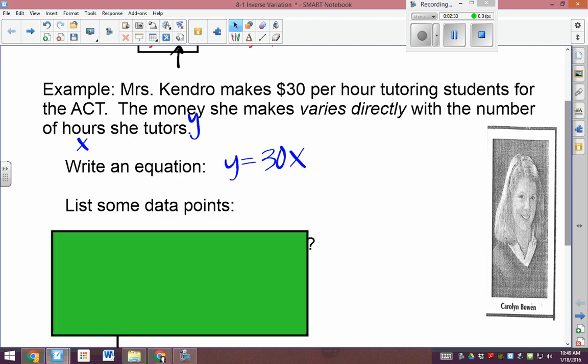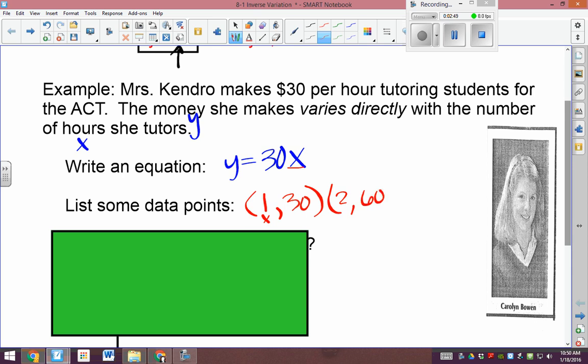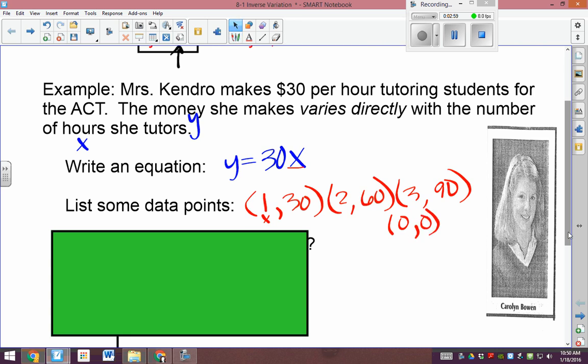Okay, now we're just trying to develop some data points. So for instance, if you work 1 hour, how much money do you make? $30. And that's because we're multiplying, this is like our x, we're multiplying 1 times 30. What if you work 2 hours? $60. And how about 3 hours? $90. Here's a question, if you don't work any hours, no money. Okay, so those are just some examples of data points.